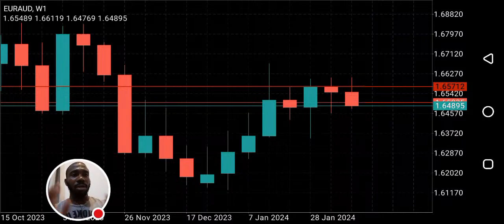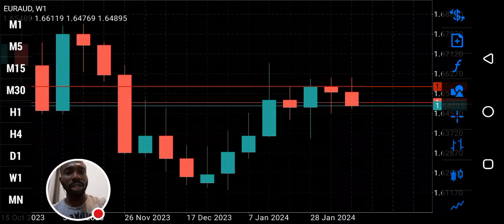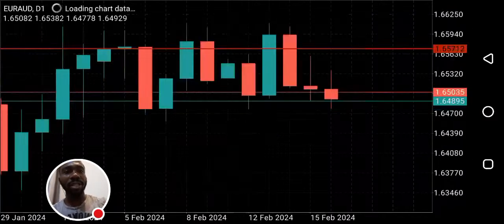So let's switch to daily. What are we going to identify on the daily? We want to ensure that the pattern on the daily aligns with the pattern on the weekly. The weekly and the daily must give us the same direction. So let's go down to daily. What pattern do we have on the daily?